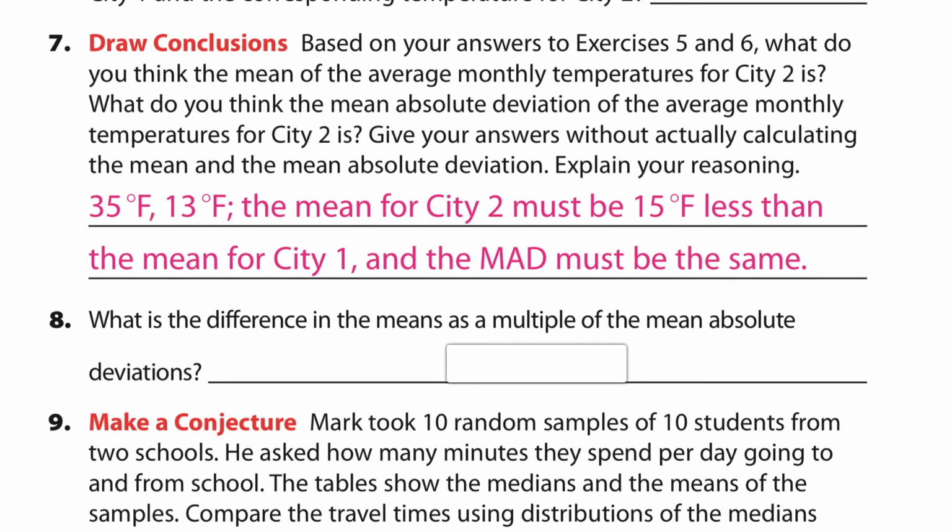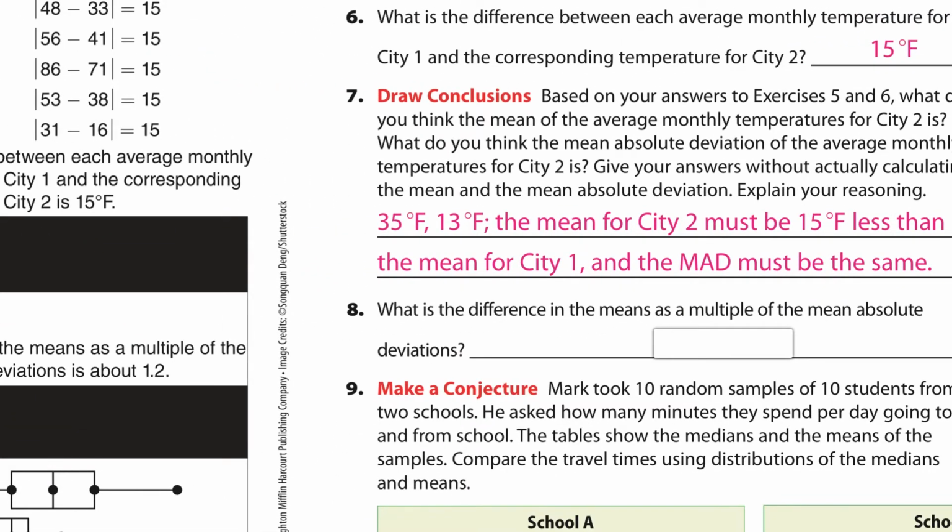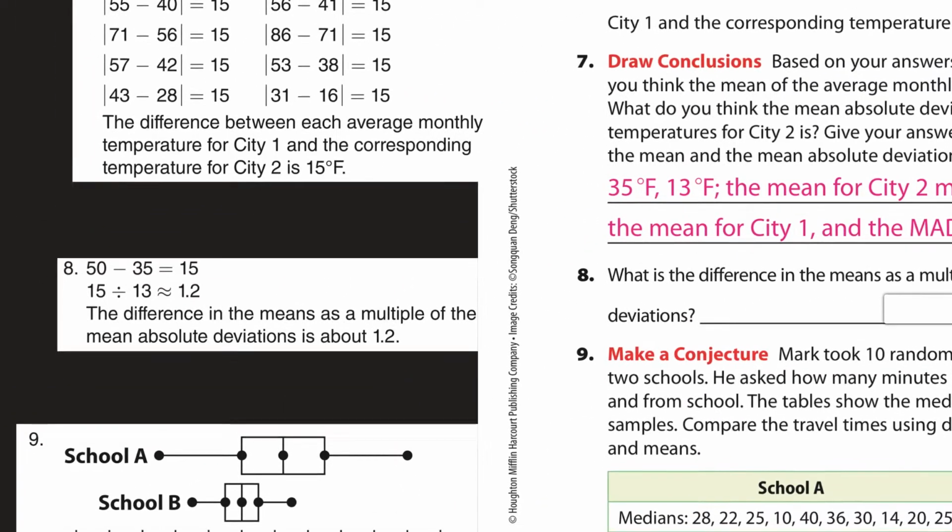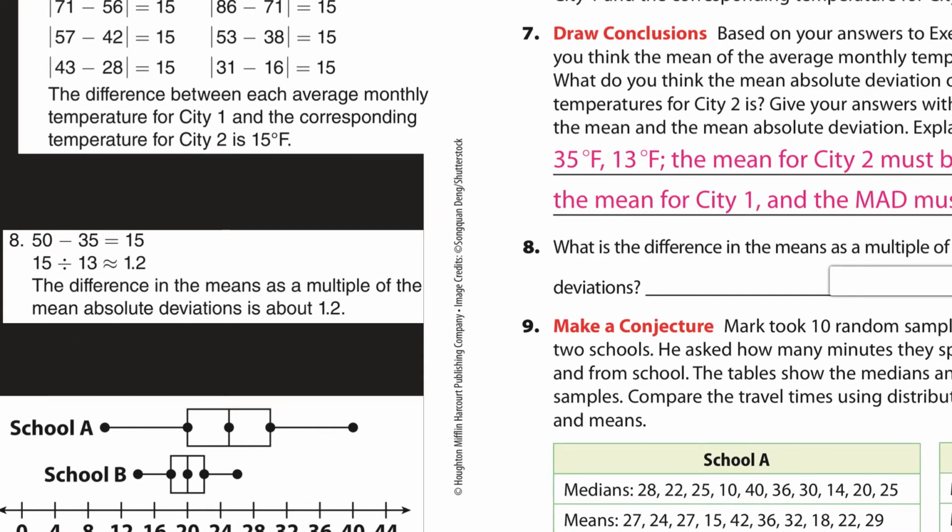What's the difference in the means as a multiple of mean absolute deviation? So in number 8, I believe I have that right here. The difference in the means, the two means were 50 and 35.